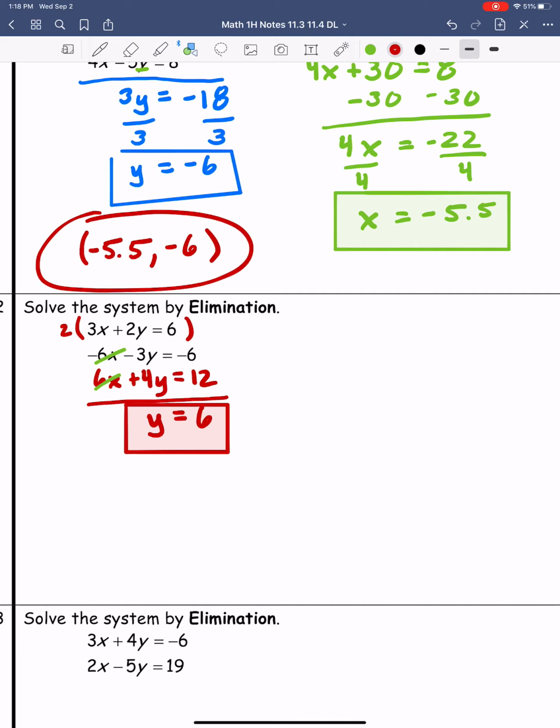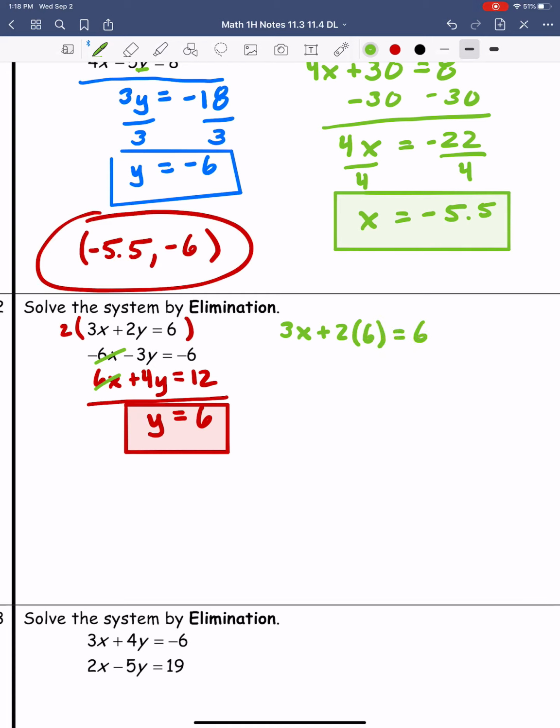And so once again, I can take this y equals 6 and plug it into either of my original equations, right, or my manipulated equation, whatever one I want. I'm going to go ahead and plug it into this top equation here, and so we'll end up with 3x plus 2 times 6 equals 6.